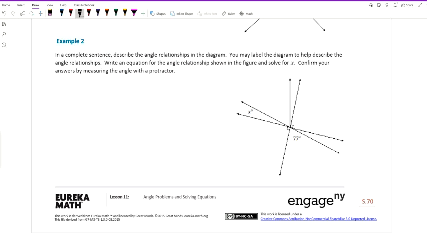This video is on the Grade 7, Module 3, Lesson 11, Example 2 problem found on page 70. All right, so in a complete sentence, describe the angle relationships in the diagram. You may label the diagram to help describe the angle relationships. Write an equation for the angle relationship shown in the figure and solve for x. Confirm your answers by measuring the angle with a protractor, but we won't be doing that. Going to go purely from algebra and angle relationships.